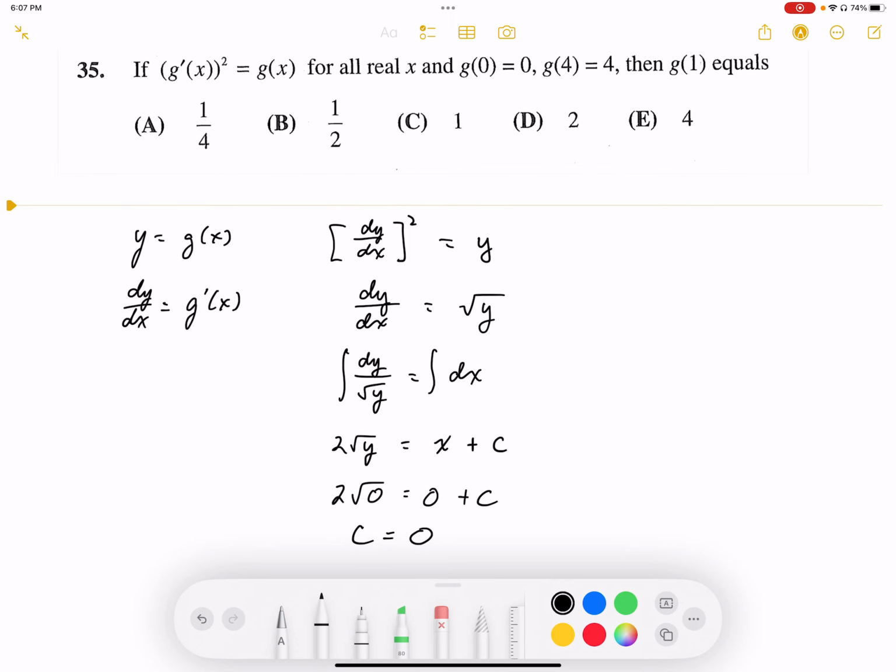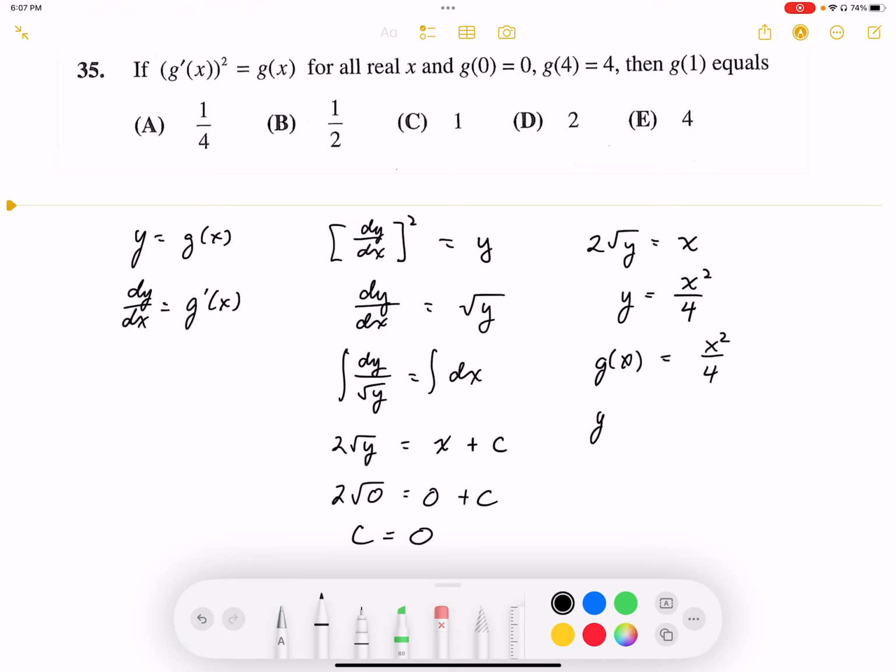So at this point, my equation looks like this. 2 square root y equals x plus 0. I can solve for y. I end up with x over 2 squared. So we end up with x squared over 4. So my equation is equal to x squared over 4. So g of x is x squared over 4.